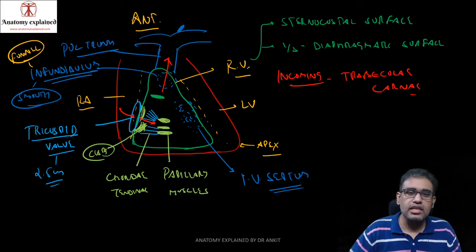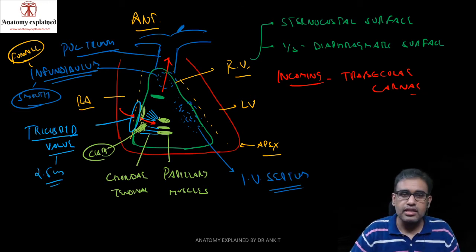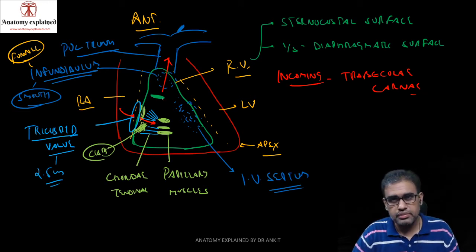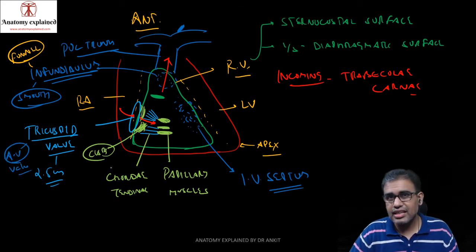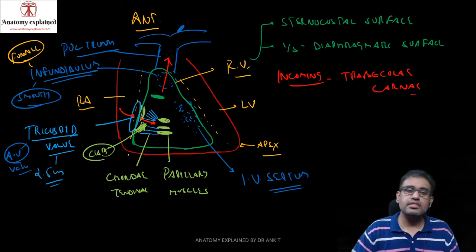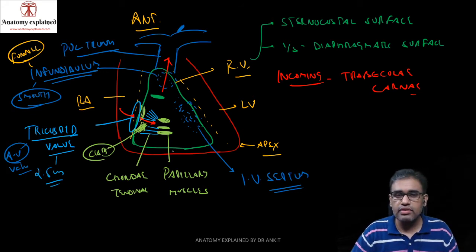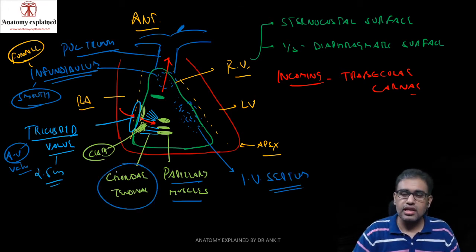Okay, so these were the incoming and outgoing channels of the RV. The incoming channel has the trabeculae carneae, and the outgoing is the infundibulum, or the smooth part. Now, the tricuspid valve, which is also known as the right atrioventricular valve, has 3 cusps. Those 3 cusps are pulled down inside the ventricle by the papillary muscles, and the connection between the papillary muscles and the cusps is the chordae tendineae. So let us see how they function.